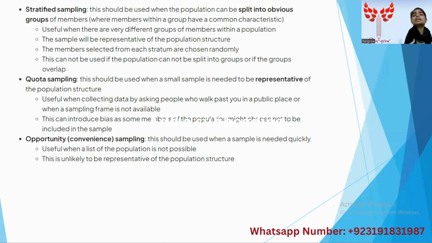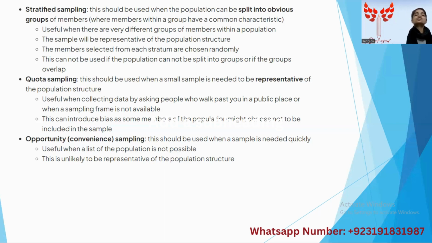So it is useful when there are very different groups of members within a population. Then you would want units from all the groups. The sample will be representative of the population. That is another advantage. The members selected from each stratum are chosen randomly. They should be chosen randomly. Now, sometimes in the exam question they even list down the whole process, and they can say that it was not random. So you need to pick that out and say, no, it should be random. This cannot be used if the population cannot be split into groups. Quite simple. And disjoint groups, very important. If they're overlapping, again, no purpose.